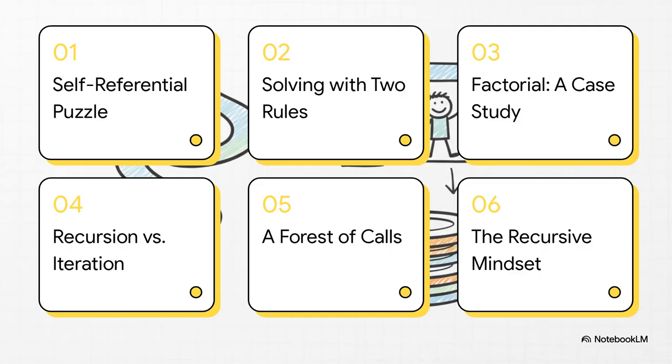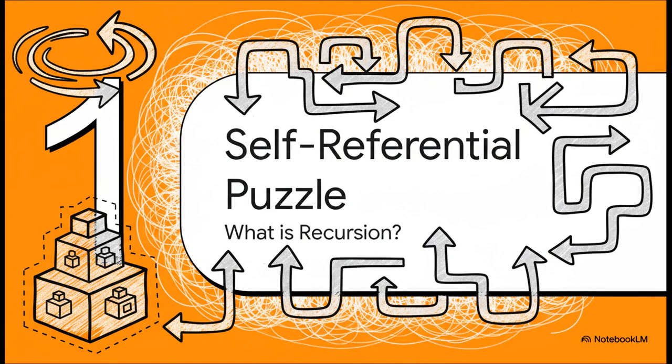Here's our game plan for this journey. First, we're going to define what this self-referential puzzle actually is. Then, we'll uncover the two simple rules that make the whole thing work. We'll walk through a classic example, factorials, to see it in action, pit recursion against a more familiar method, and then see how it can branch out like a tree. Finally, we'll wrap it all up by getting into the recursive mindset. Okay, so let's get right to it.